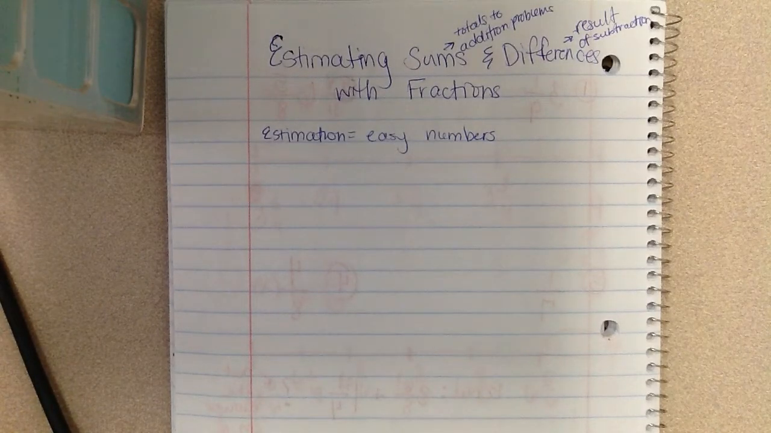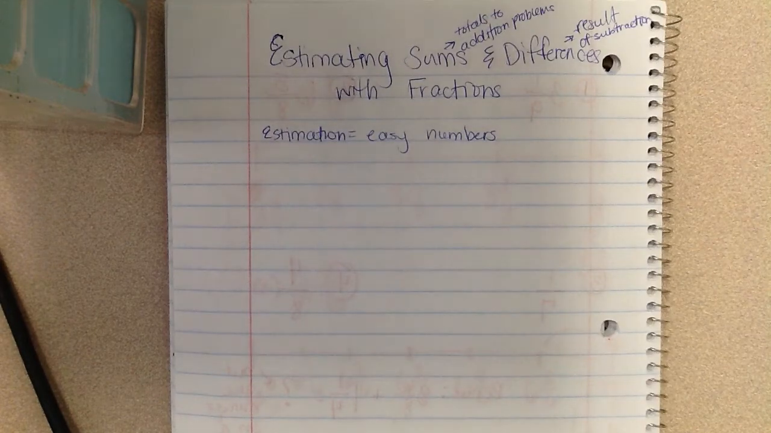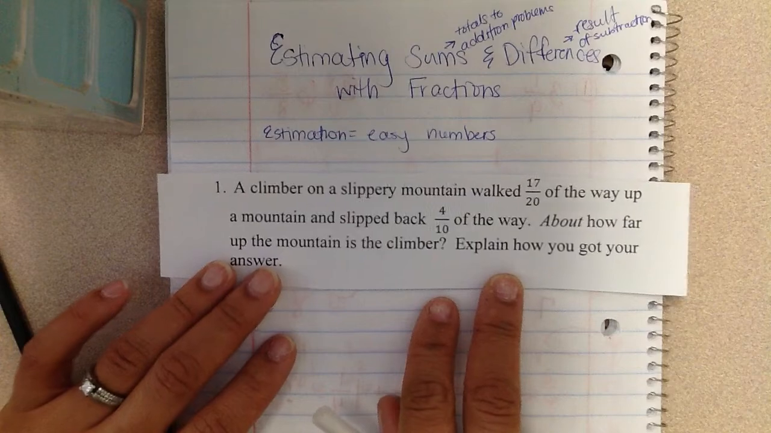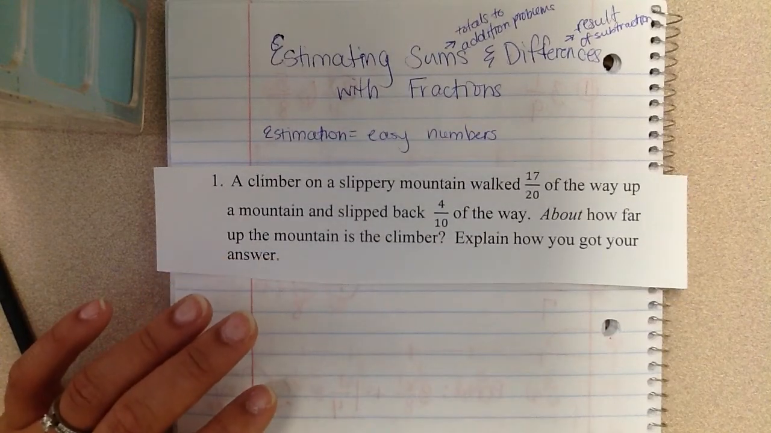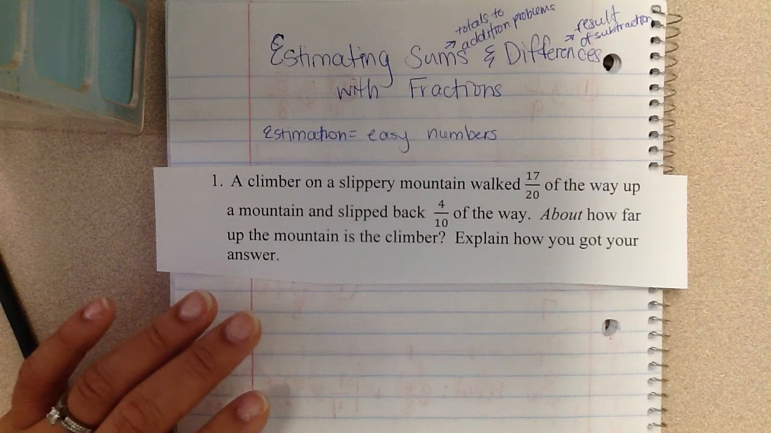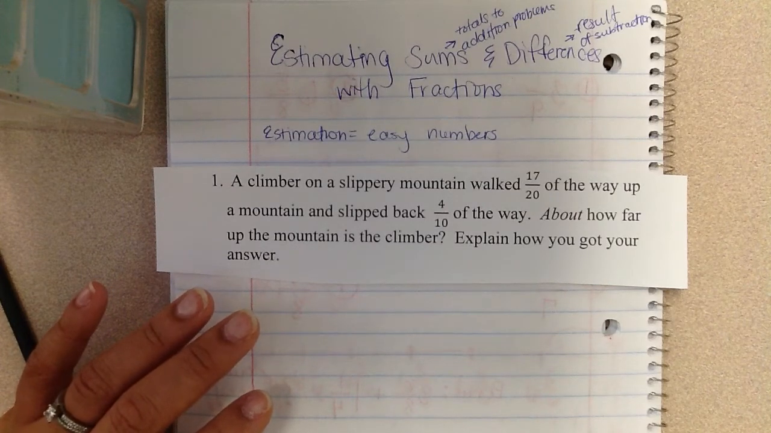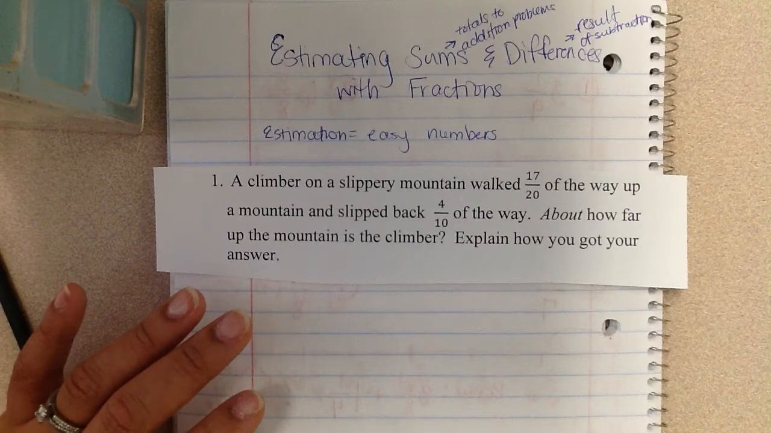Okay. We're going to look at problem 1 from day 106. You can go ahead and cut problem 1 out and glue it into your notebook. I'm going to cut problem 1 out myself right now and put it on my notebook so that you can see what I'm talking about. Okay, so there's problem 1. A climber on a slippery mountain walked 17/20ths of the way up a mountain and slipped back 4/10ths of the way. About how far up the mountain is the climber? Explain how you got your answer.